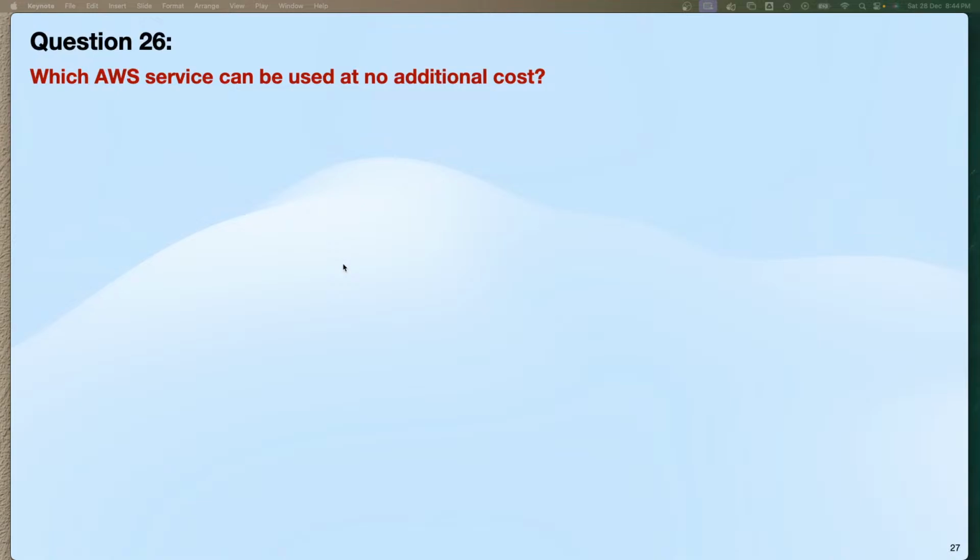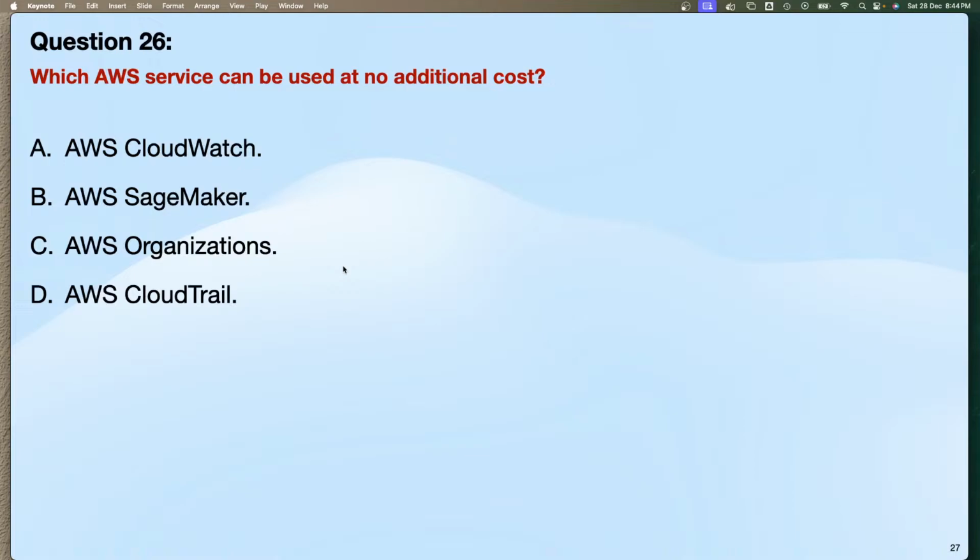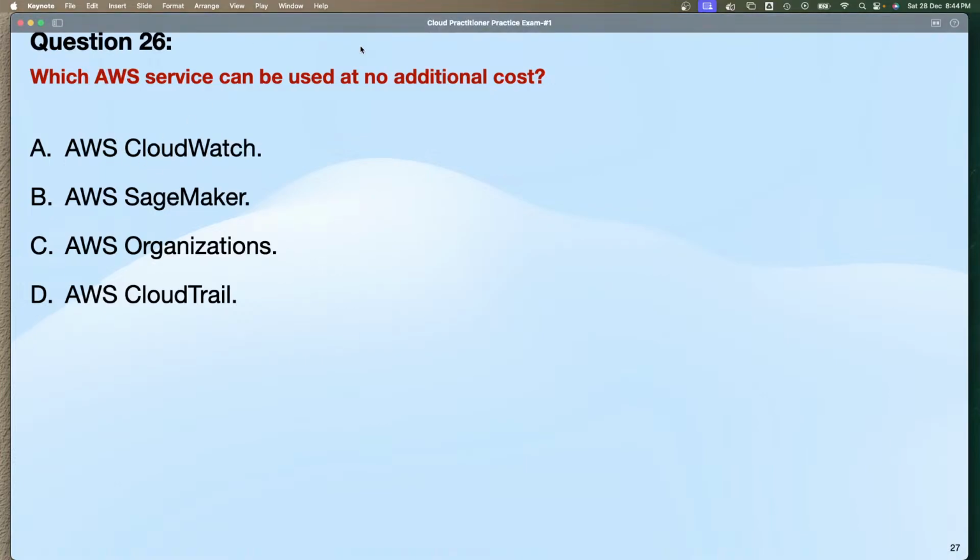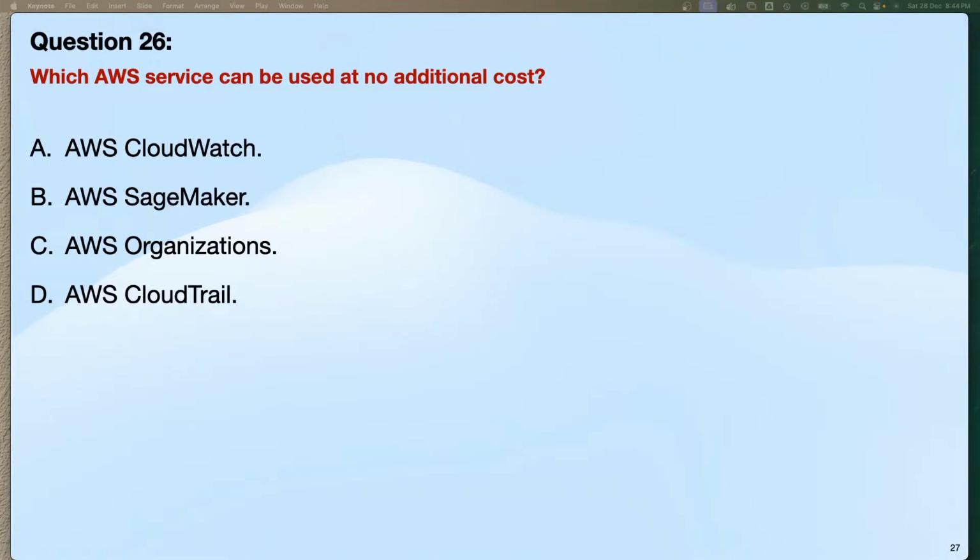Which AWS service can be used at no additional cost? So they are looking for you to identify which service doesn't come with a cost. AWS CloudWatch, we know this is for log troubleshooting and log monitoring, and CloudWatch comes with a cost. SageMaker is a machine learning service, it comes with a cost. CloudTrail also, as I mentioned, the purpose of CloudTrail is to audit the APIs of AWS, it comes with a cost. AWS Organizations is the free service, you don't pay for AWS Organizations.